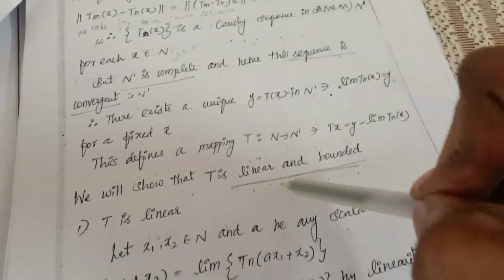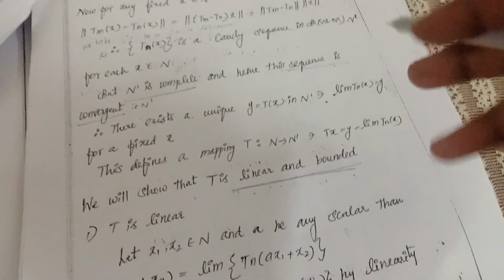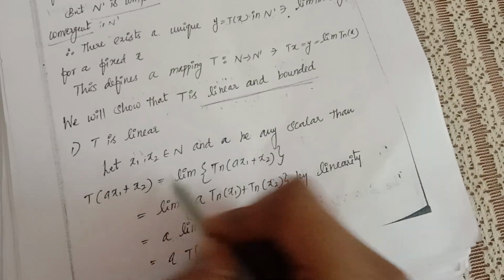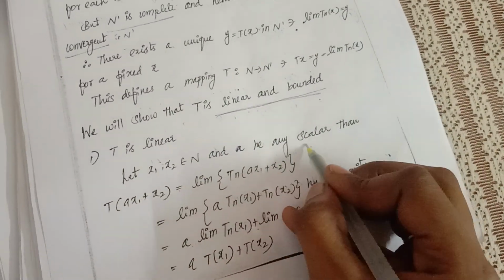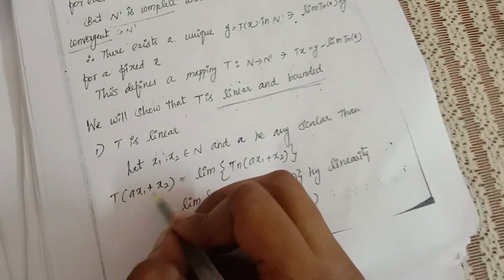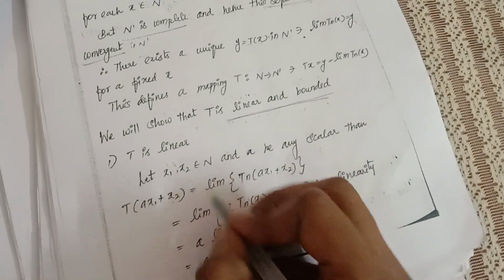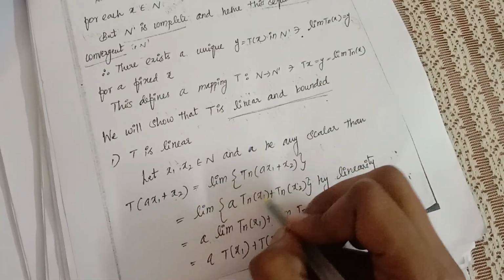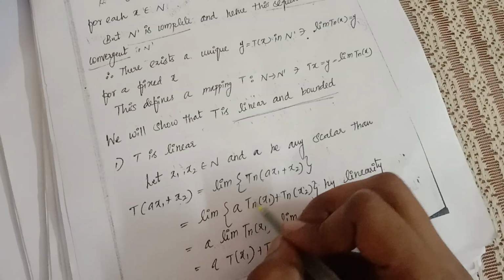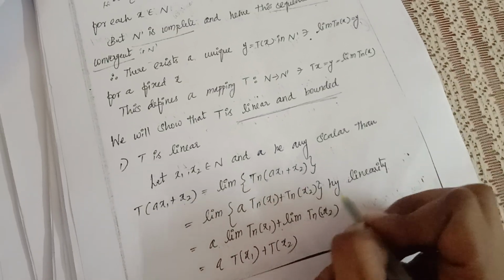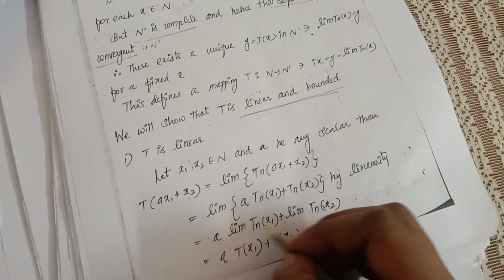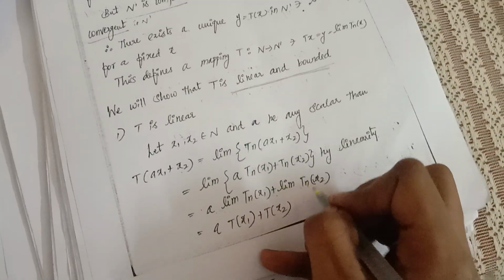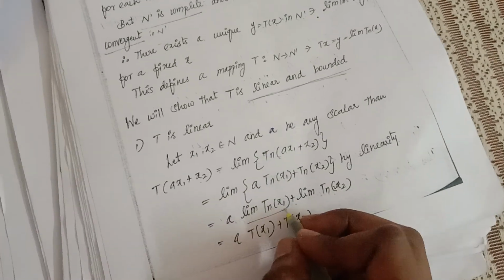We will show that T is linear and bounded. For linearity, let x1, x2 belong to N and a be a scalar. Then T(a x1 plus x2) is the limit of Tn(a x1 plus x2), which by linearity is a times the limit of Tn(x1) plus the limit of Tn(x2), and this can be written as a T(x1) plus T(x2).